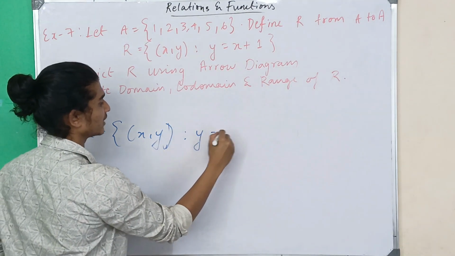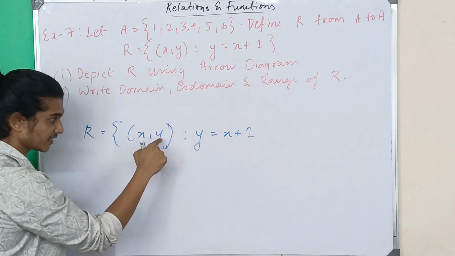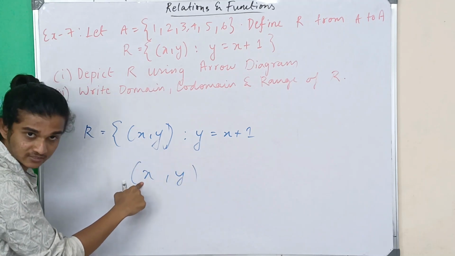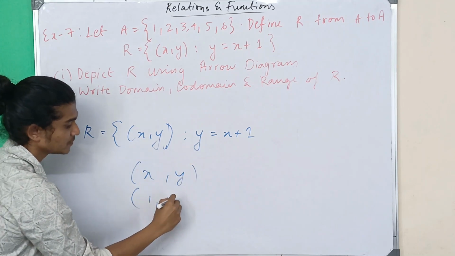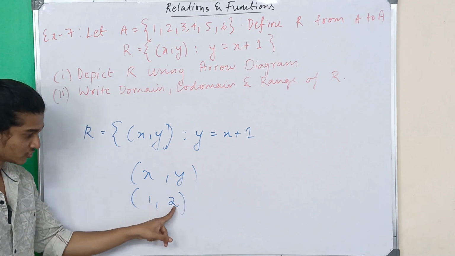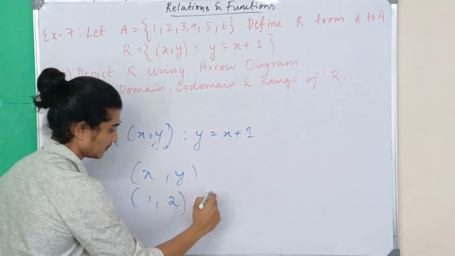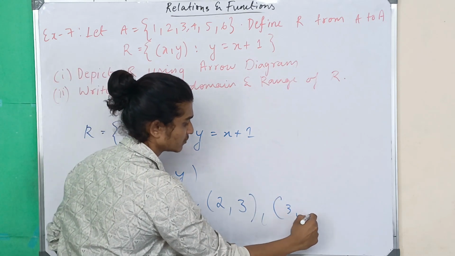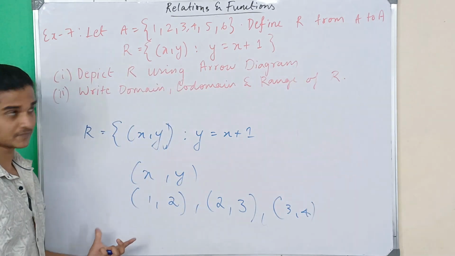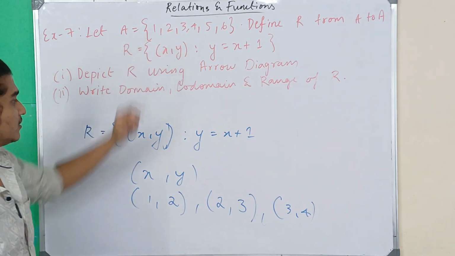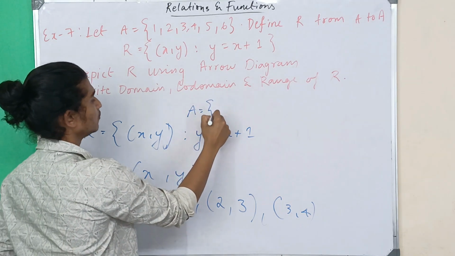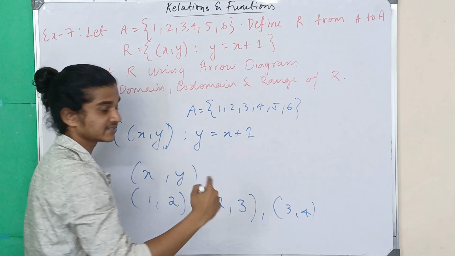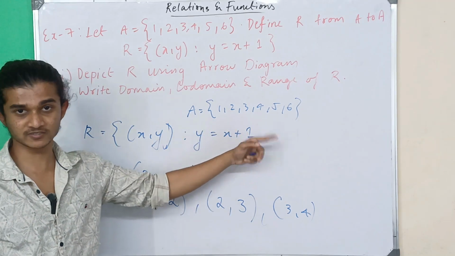So the relation is framed like this: (x, y) such that y equal to x plus 1. So basically your second number in the ordered pair should be one more than the first. For example, if this is 1, this should be 2. If I say 2, this should be 3. If I say 3, this should be 4. So it's like that. Your given set is A equal to {1, 2, 3, 4, 5, 6}, so it should not exceed the numbers that you have.